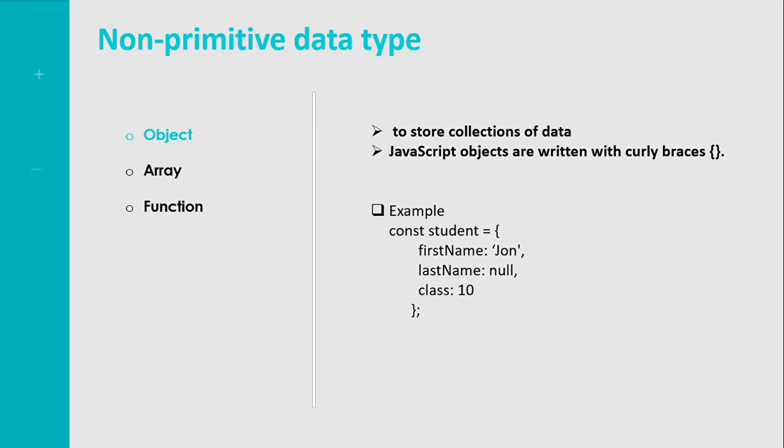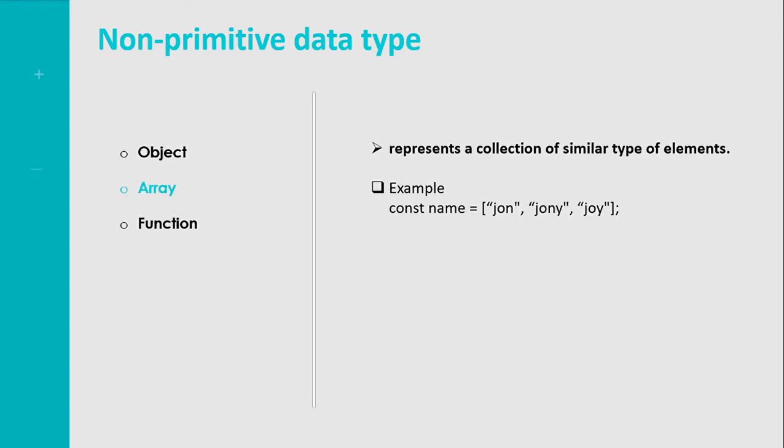An object is a complex data type that allows us to store a collection of data. JavaScript objects are written with curly braces. Object properties are written as name and value pairs, separated by commas. Then array. A JavaScript array is an object that represents a collection of similar type of elements.